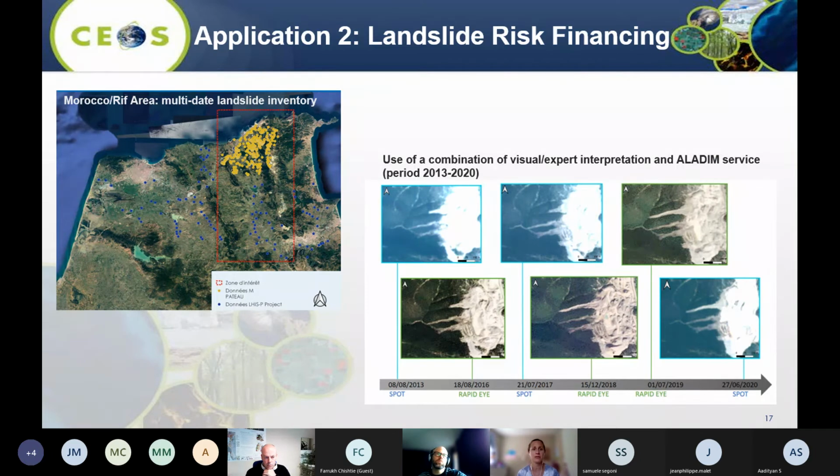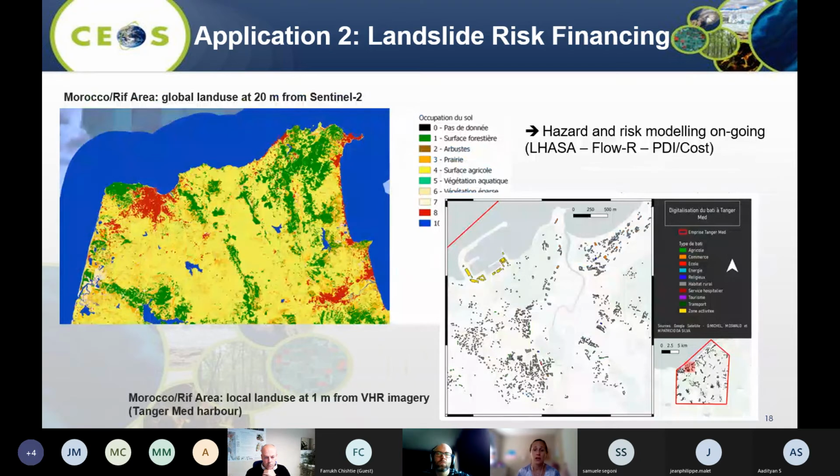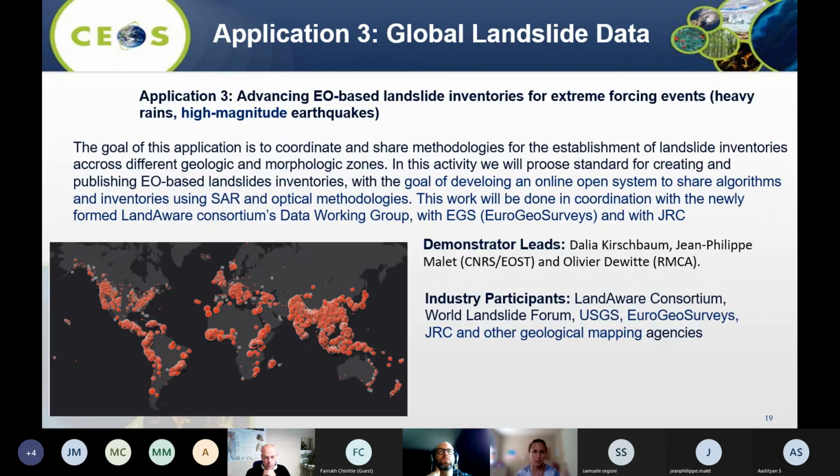And this is just an example from the Morocco region. There were some excellent inventories developed by Jean-Philippe and his team, using a combination of visual and expert interpretation using Aladdin. There was also some risk analysis or susceptibility done by Robert, and then also hazard and flow modeling, risk modeling going on using our LASA system, our FLOAR, and some of the other cost-based systems.